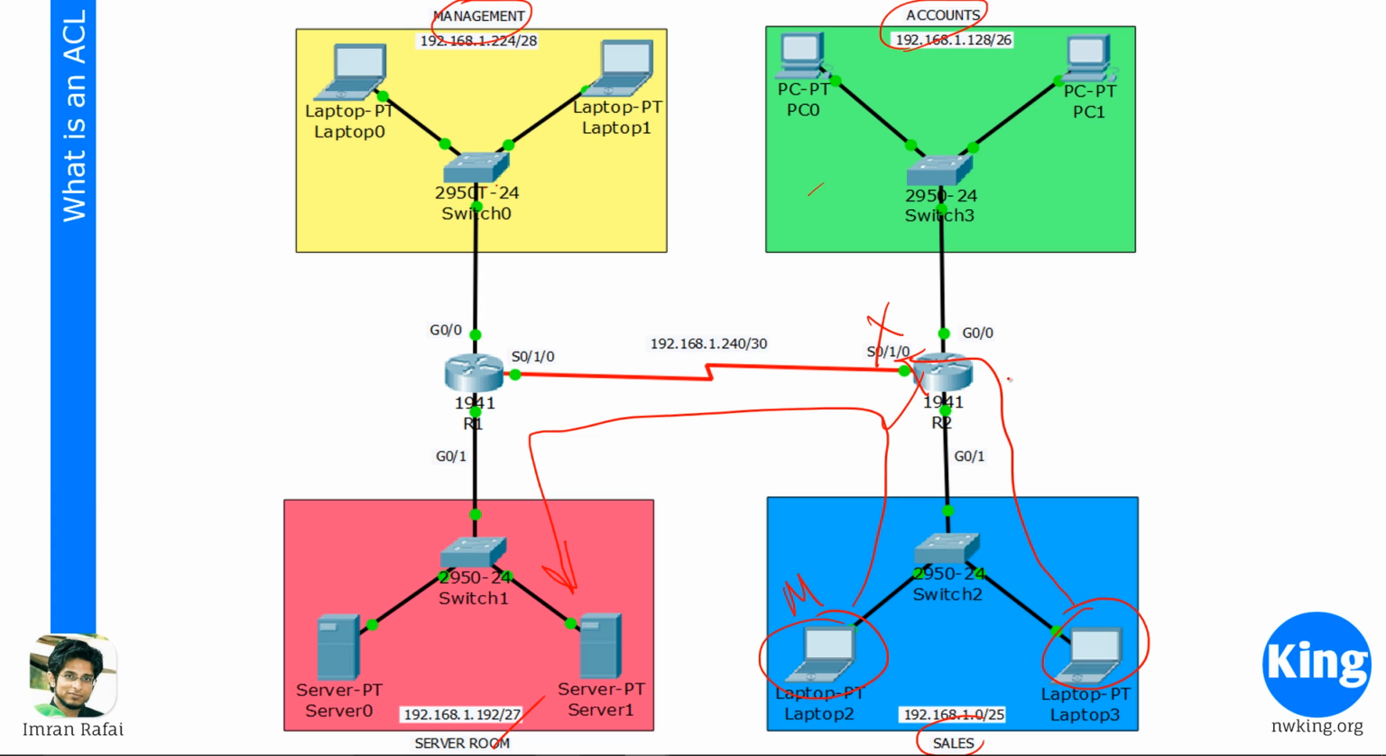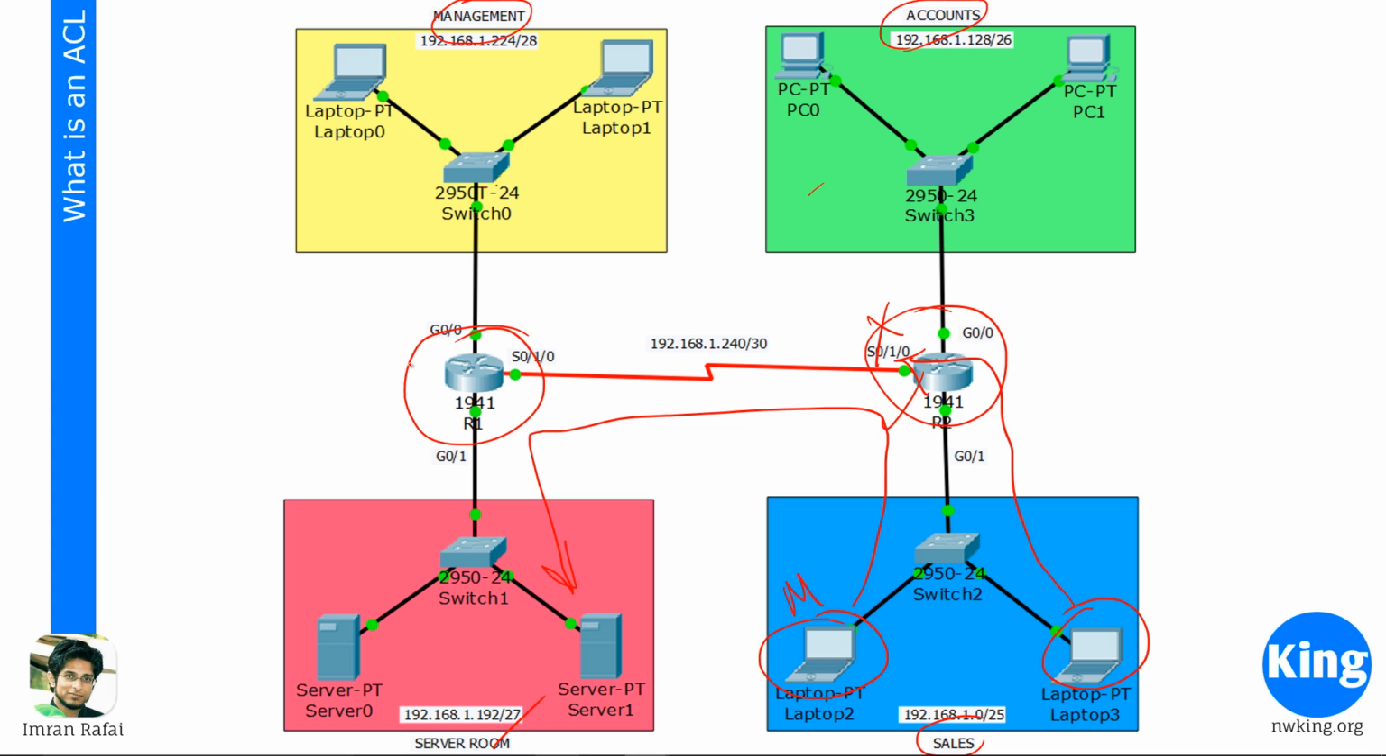ACL is a mechanism by which we can filter traffic depending on different parameters. We can filter according to source IP address, destination IP address, protocols, port numbers, different mechanisms by which we can identify traffic and then take action on it. So ACL is a layer 3 filter mechanism, which means the filter is applied in the routers. In this case we have two routers.